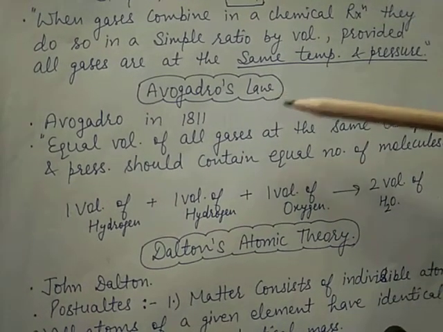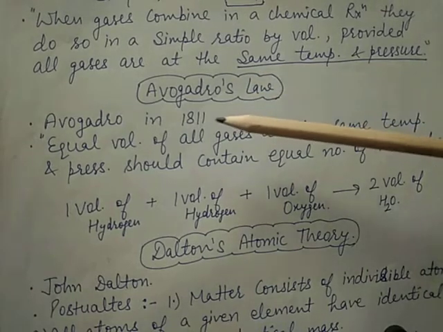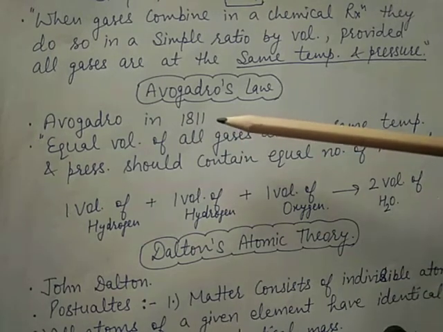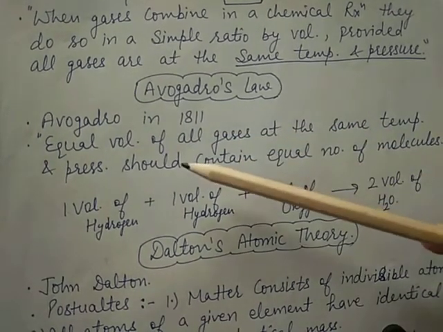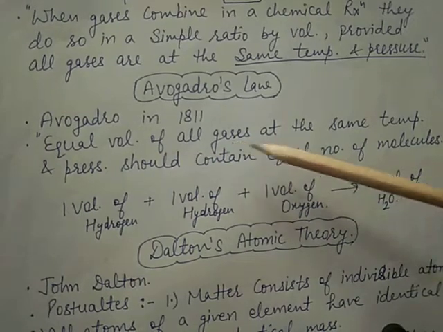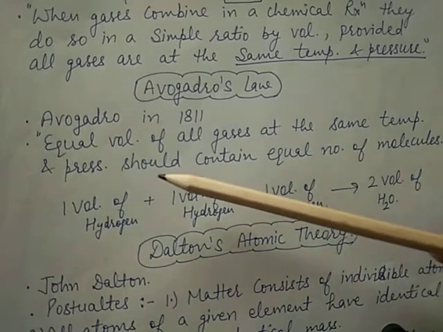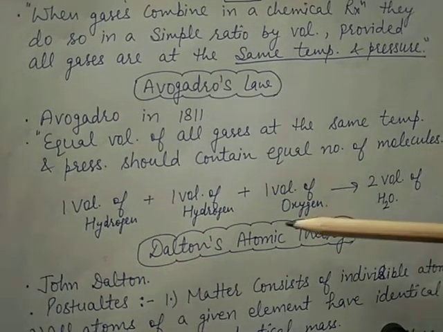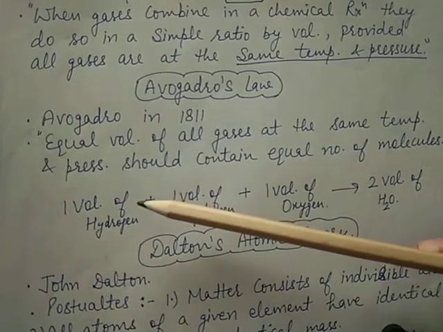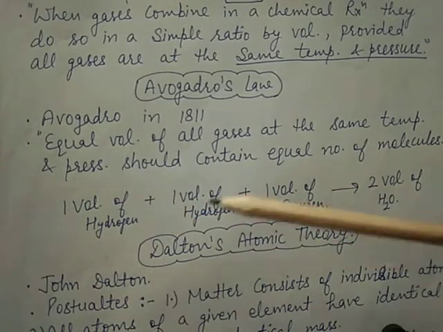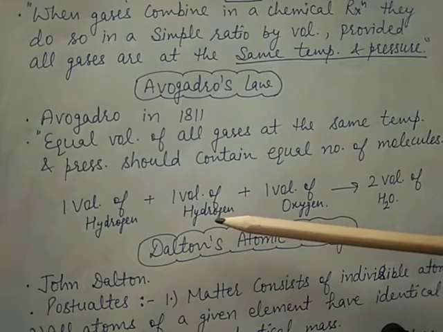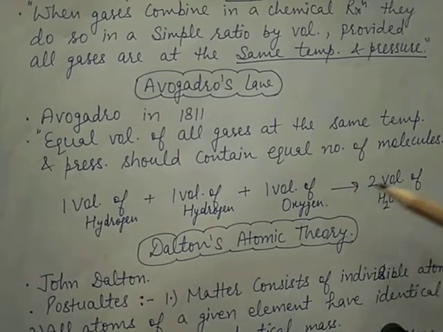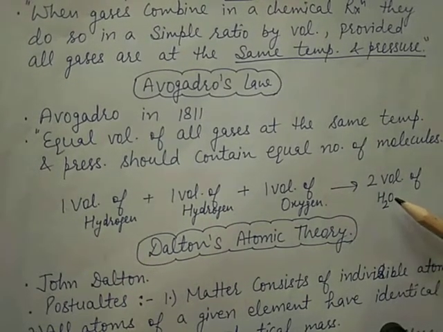Now the next law is Avogadro's law. This law was given by Avogadro in 1811. According to this law, equal volumes of all gases at the same temperature and pressure contain an equal number of molecules. Like this: 1 volume of hydrogen plus 1 volume of oxygen forms 2 volume of H2O.